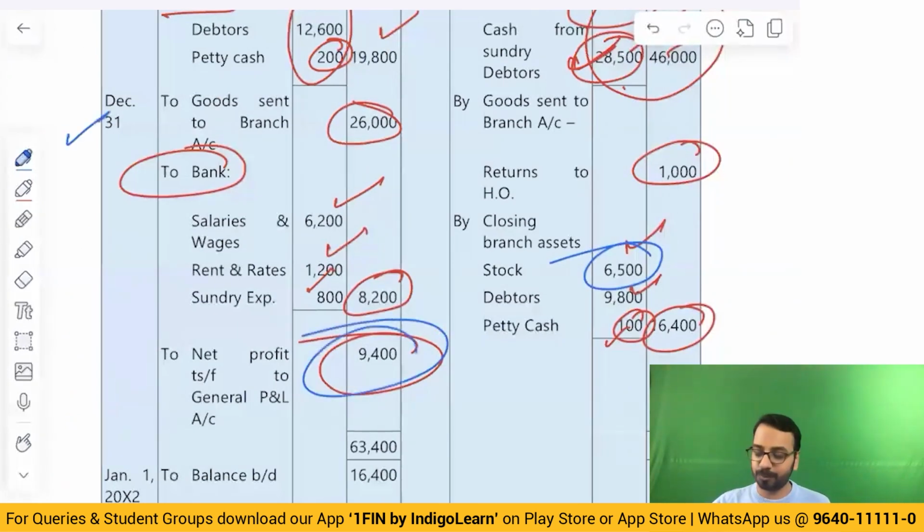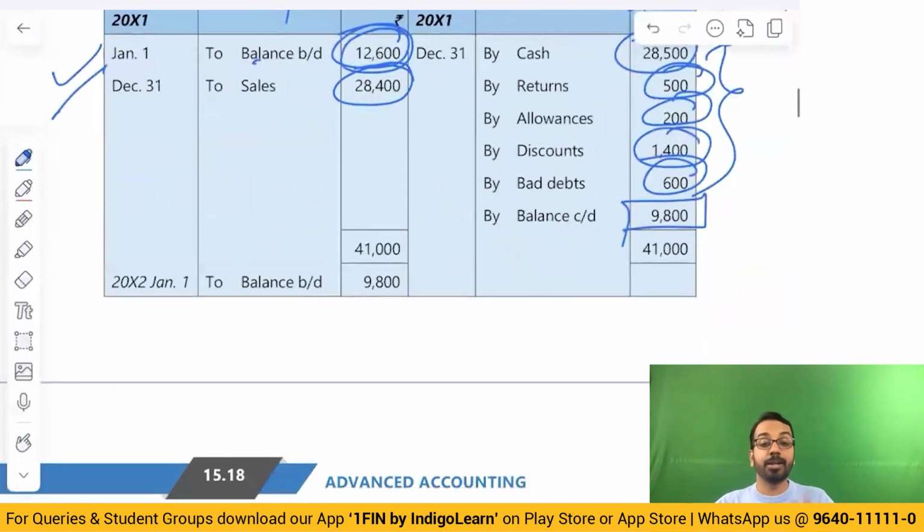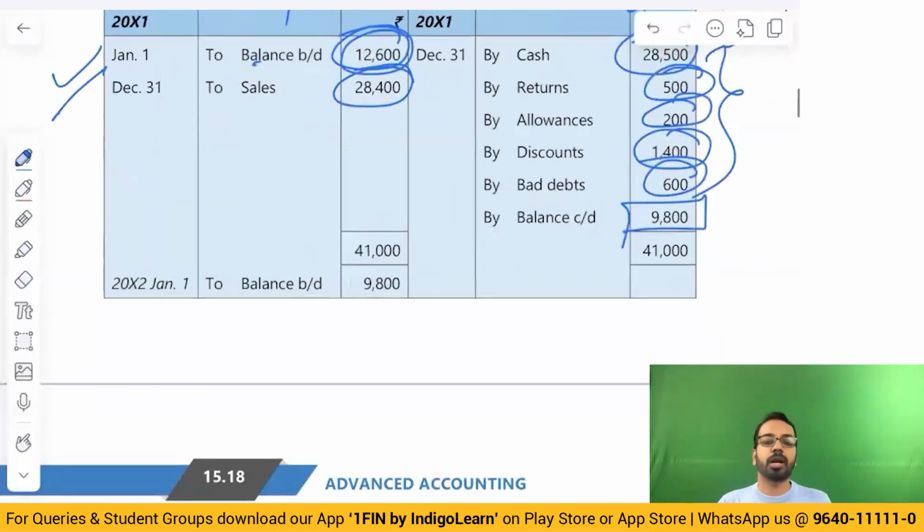So this is the easiest. This is the second one, where you have to remember what are the accounts? Stock account, debtor account, expenses account, P&L. Okay. Now, do we need to prepare goods sent to branch account? If asked in the question, you can prepare. Otherwise, if it's a very lengthy question, you can ignore also.